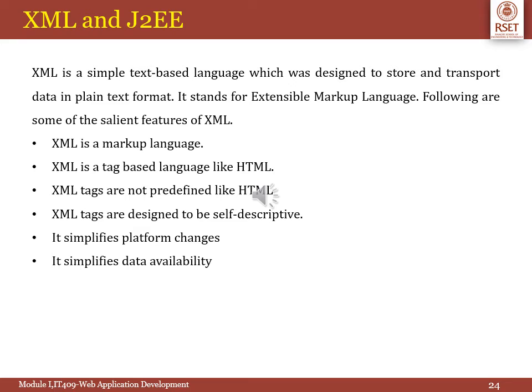XML and J2EE are the two main technologies that help in the development of a web-based application. XML mainly deals with the transferring of data and J2EE deals with developing and deploying web-based applications at the server side.